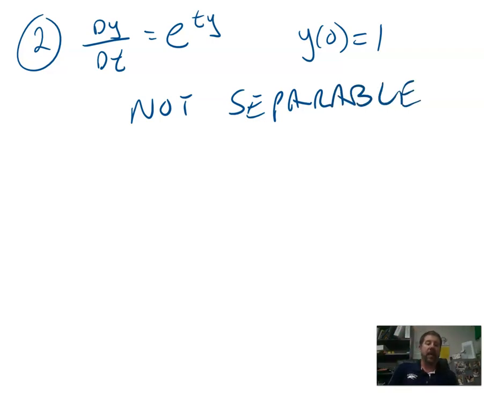Okay? So some problems we can't do. But if we could separate it, we'd separate it and then plug in and find c at the very end.